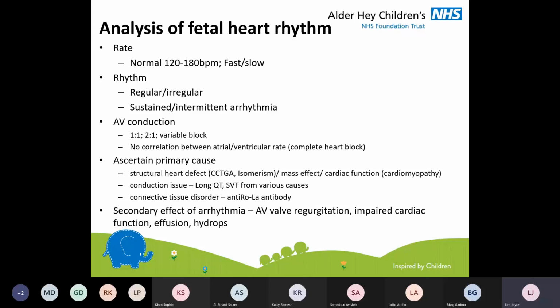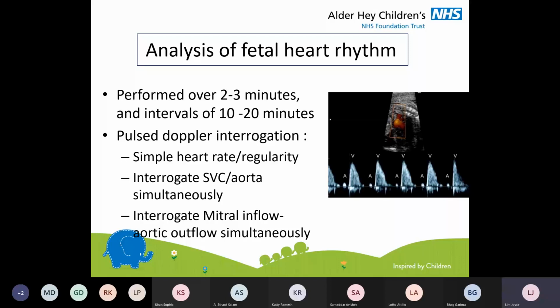With prolonged sustained arrhythmias, you can have AV valve regurgitation, you can have impaired cardiac function, you can start having effusion around the heart, around the lungs, you can have around the belly itself, and you can lead eventually to hydrops. And in very unfortunate cases, it might lead to in utero fetal demise.